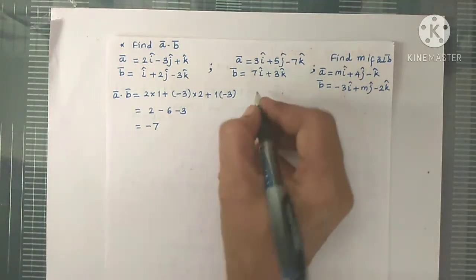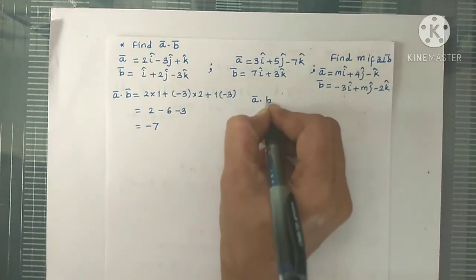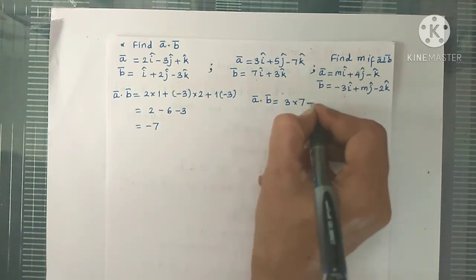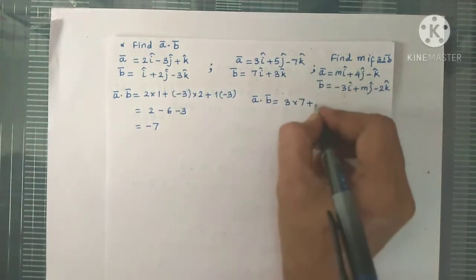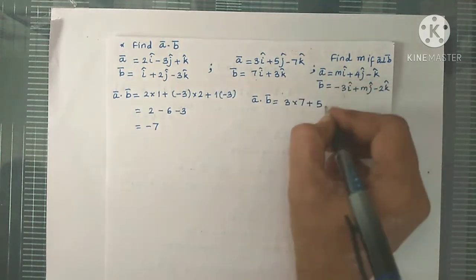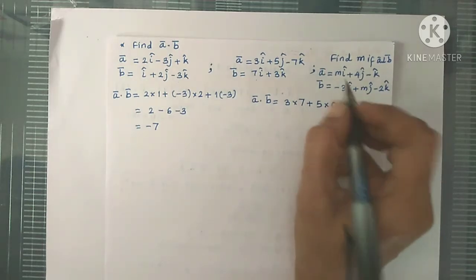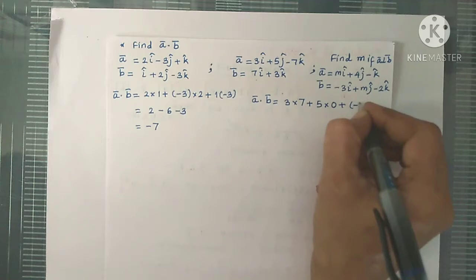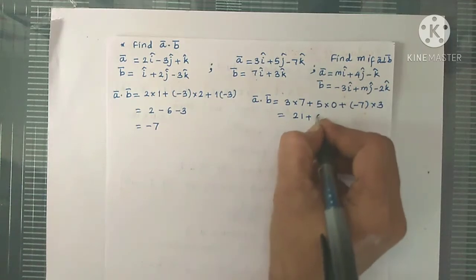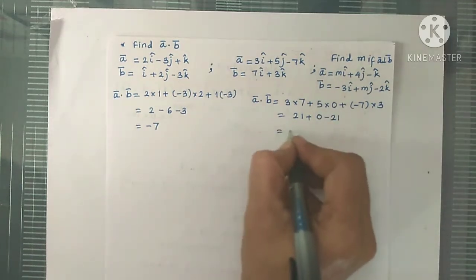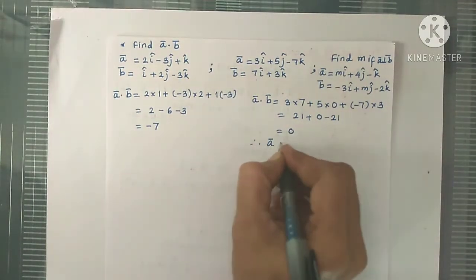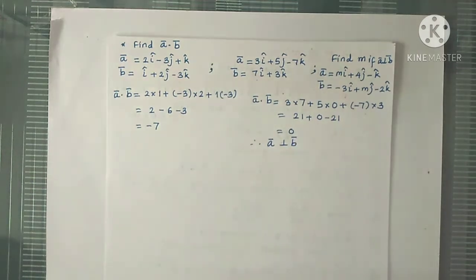So let's solve this one. So a bar dot b bar in the second one is 3 into 7, product of coefficients of i, plus coefficients of j. Here it is 5. In the second one, the term in j is not there. It is absent. That means the coefficient is 0. Plus coefficients of k are minus 7 and 3. So minus 7 into 3. So it is 21 plus 0 minus 21. So it is 0. So a bar dot b bar is equal to 0. That means a bar is perpendicular to b bar.